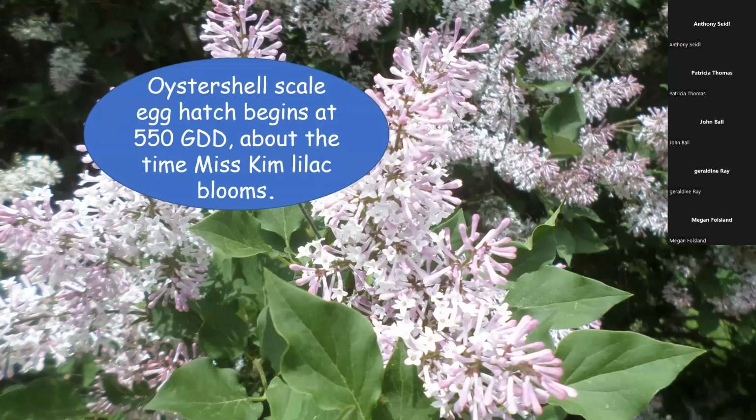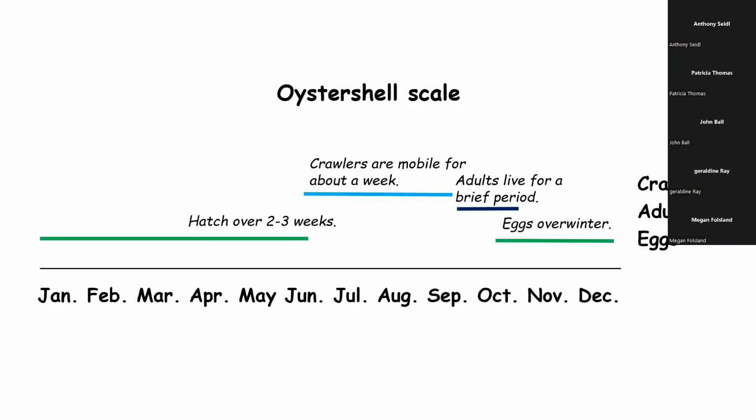Hence the reason for doing this broadcast today, because we're just entering a good time period to start doing treatments for a lot of our scales, as you no doubt can tell here. If you take a look, the eggs overwinter. Look how long the eggs are on that plant, from October all the way through June. And they're going to hatch over about a 2 to 3 week time period. So throughout the entire winter is the egg stage.